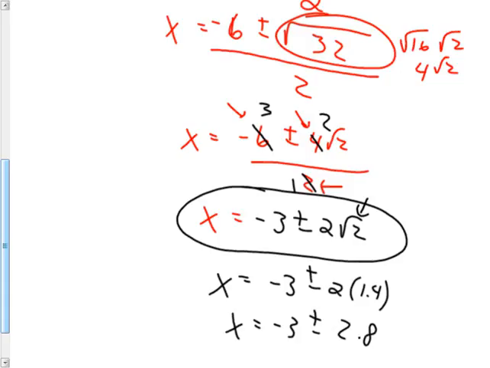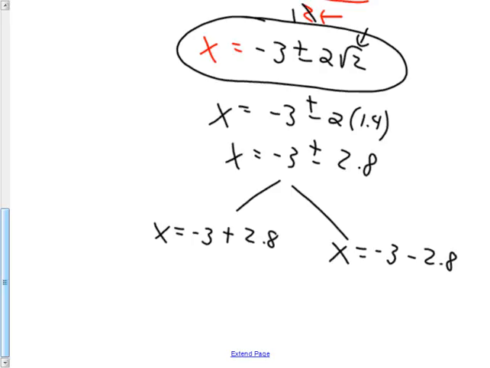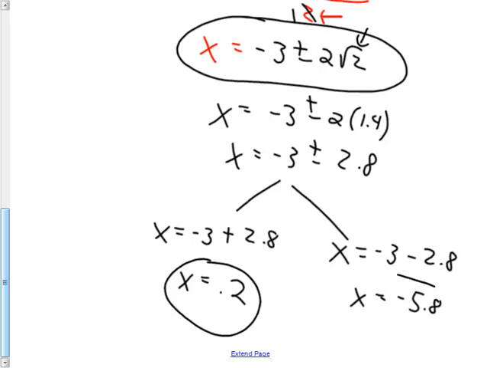And then I do the problem twice. Once with x equals negative 3 plus 2.8, and then once with x equals negative 3 minus 2.8, and I get 2 different answers. This one gives me 0.2, I'm rounding here, and this one gives me x equals negative 5.8, and again, a rounded answer. So those are my 2 roots, my x-intercepts, etc.